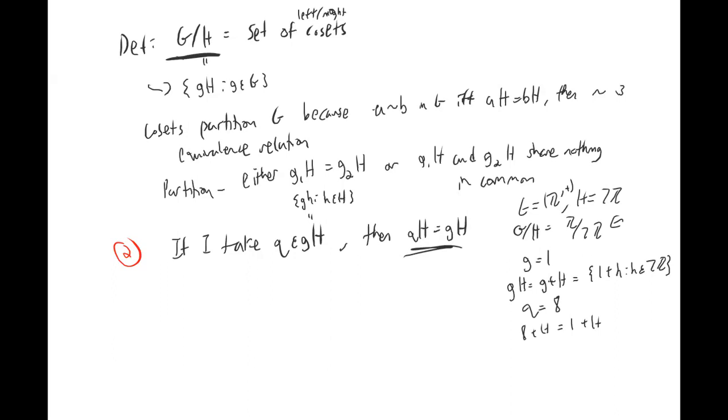Okay, good. So let's prove it formally. This was just for this case. It's pretty simple. How do you show two sets are equal? You show set inclusion, one way and then the other way. So first off, since q is in gH, q equals g h1 for some h1 in H.